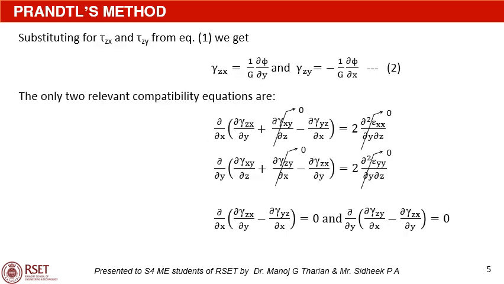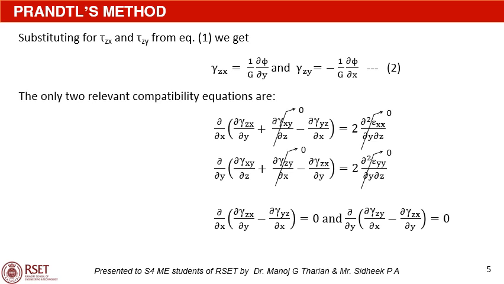Substituting for the shear stress components tau zx and tau zy in terms of the Prandtl stress function, we get the shear strain components gamma zx equal to 1 by G into ∂phi/∂y and gamma zy equal to minus 1 by G into ∂phi/∂x.